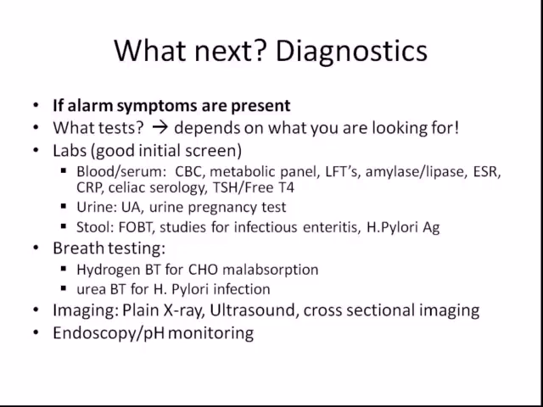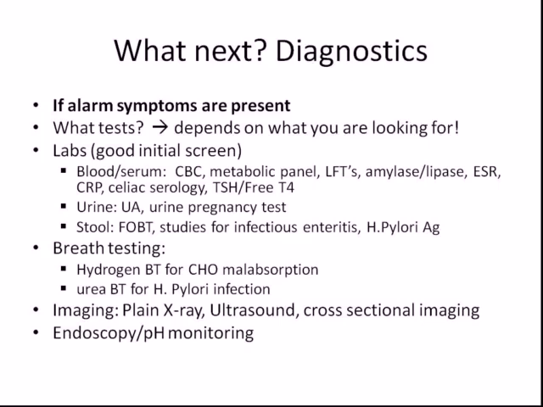Urinalysis is quick and cheap and may pick up occult urinary tract infection, which is fairly common in chronic abdominal pain. And in women of childbearing age, again, you're going to have a low threshold for pregnancy testing. I already mentioned stool fecal occult blood testing. If there's diarrhea, you may want to send studies for infectious enteritis, and you also may want to send H. pylori antigen if indicated. Beyond lab work, what else could be next?